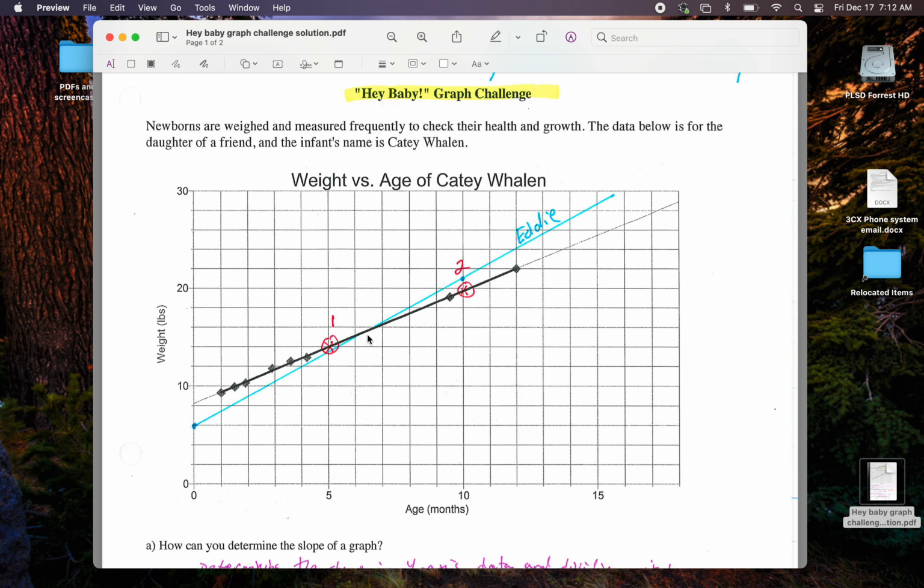This point here, where the lines cross between 6 and 7 months, that's where Eddie actually had the same weight at the same age as Katie did. His line is steeper, so that means he's gaining weight faster than she did, but at that particular age, they would have both been the same weight. So again, hopefully this helps, and if you weren't in class, I would encourage you to really make sure you understand how to use the slope-intercept form of a line.